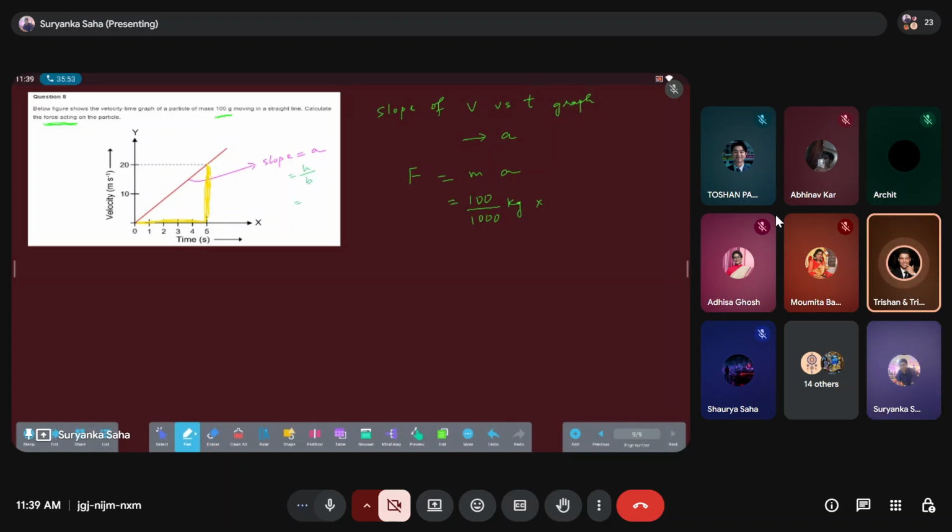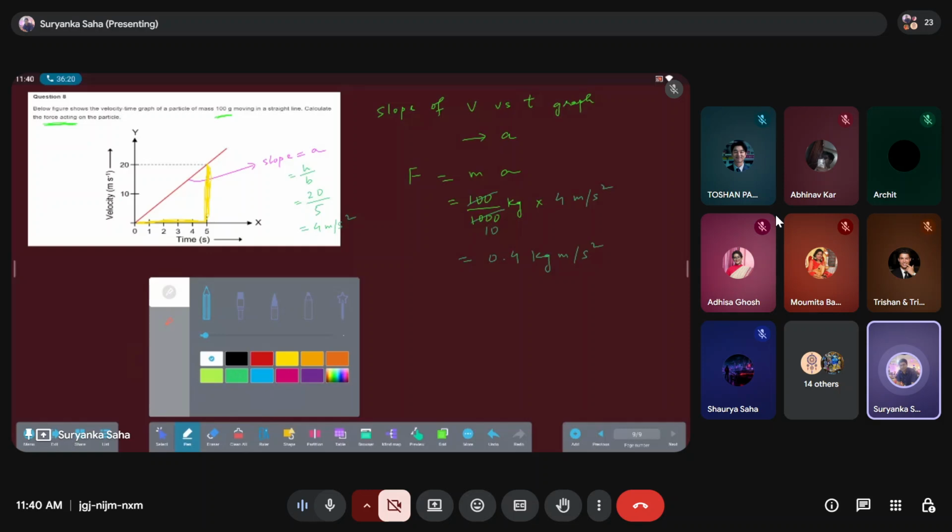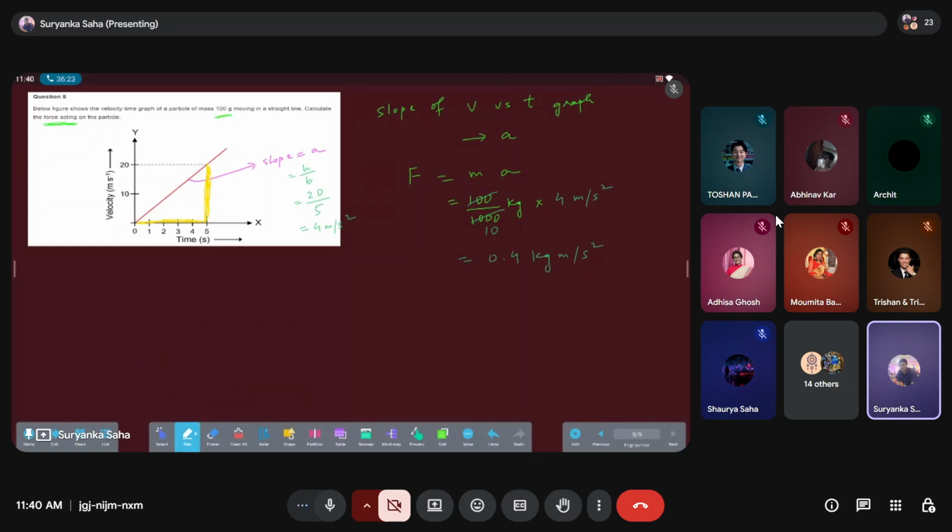Height is 20. Base is 5. So acceleration is 4 meter per second square. Put the value, 4 meter per second square. So 100 will cut, will be 10, and 4, it is 0.4. So 0.4 kg meter per second square, and you know kg meter per second square is nothing but Newton. So the force acting on the body is 0.4 Newton.